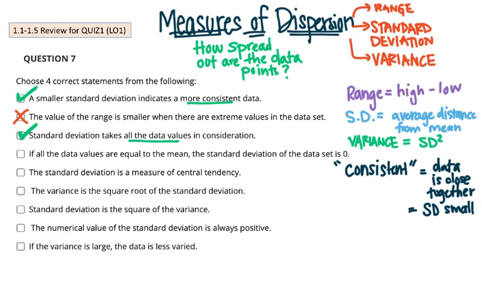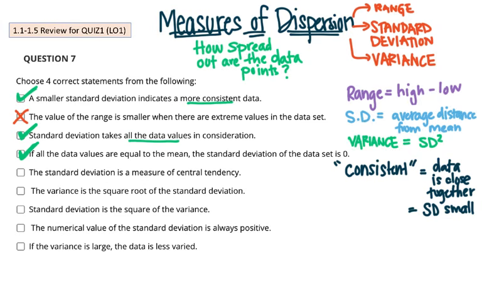Okay, next sentence. If all the data values are equal to the mean, then the standard deviation is 0. That's actually true, because if all the data points are sitting on the mean, then the distance away from the mean is 0 for all the data points. So if you average all those distances of 0, you'll still get 0.